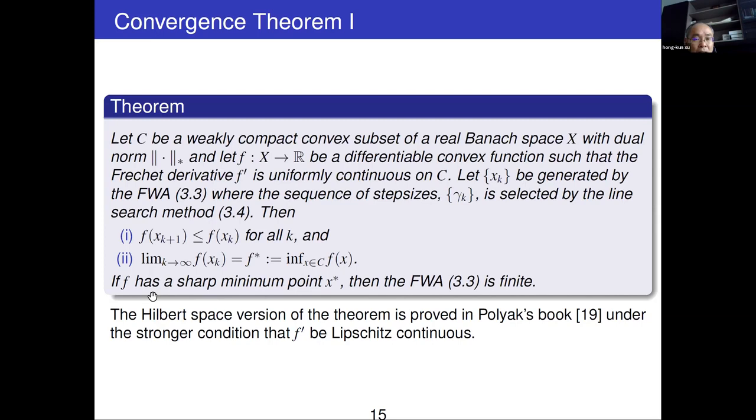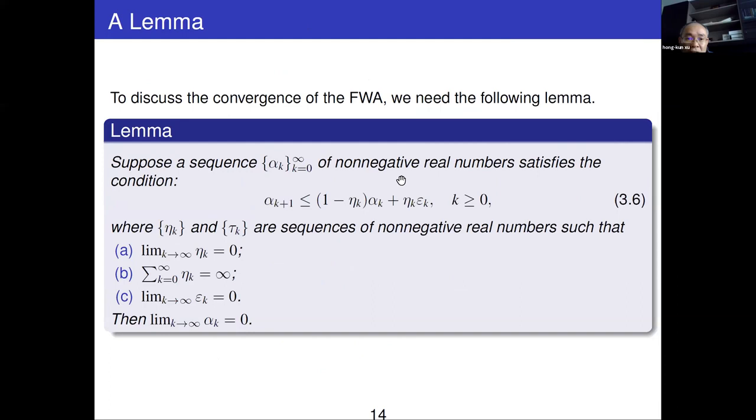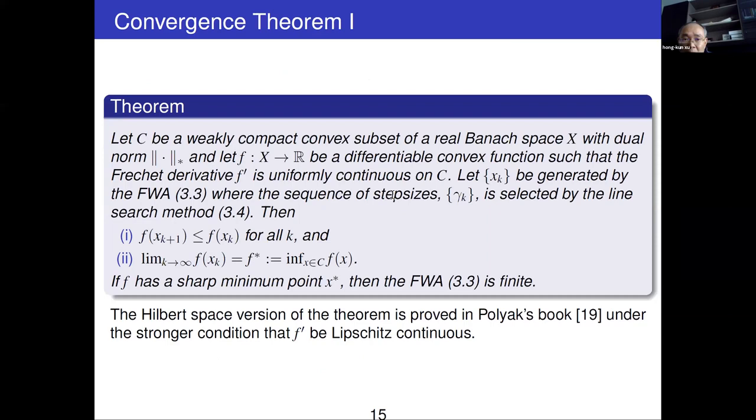Furthermore, if f has a sharp minimum point x star, then FWA is finite. Now this, in the literature, for example Polyak's book, Polyak proved it in the setting of Hilbert space and with a stronger condition that the derivative f prime be Lipschitz continuous. Here, I just need uniform continuity. You cannot relax this uniform continuity condition. If f prime is simply continuous, then the sequence may not converge.